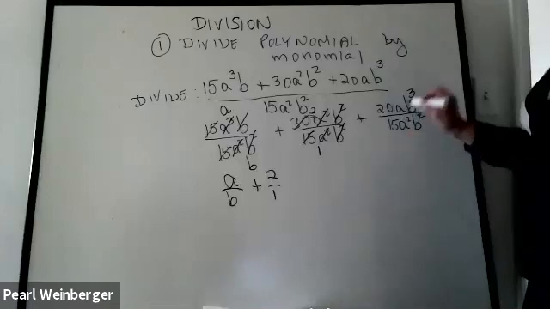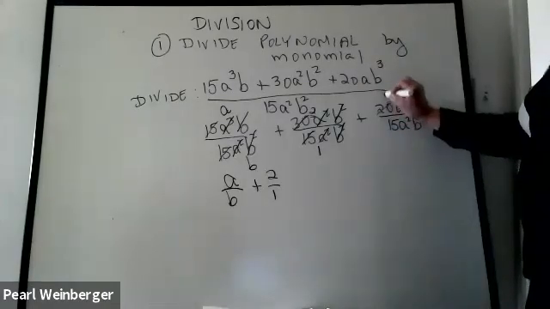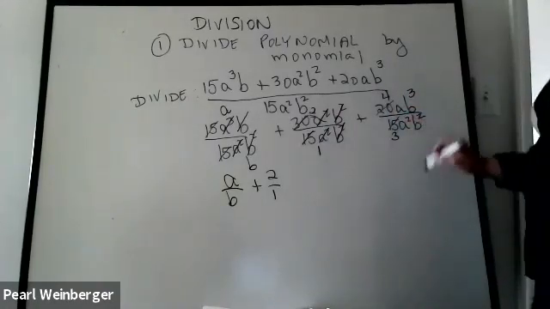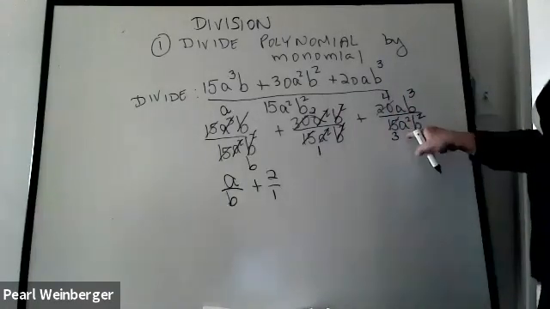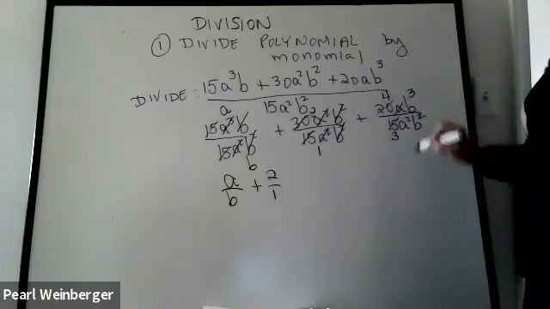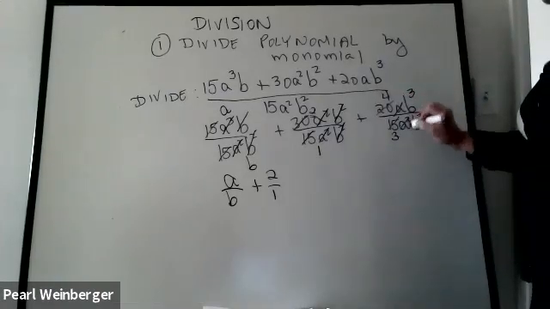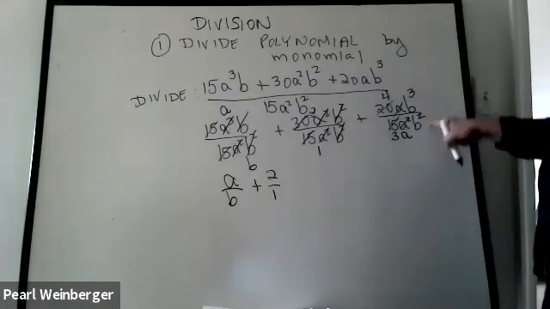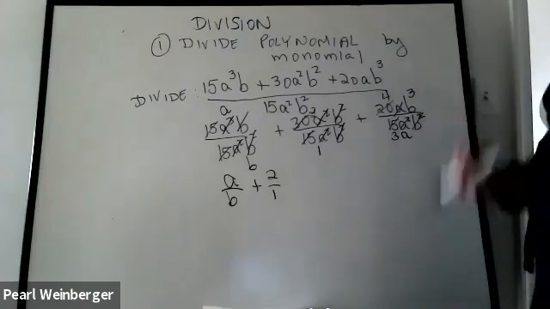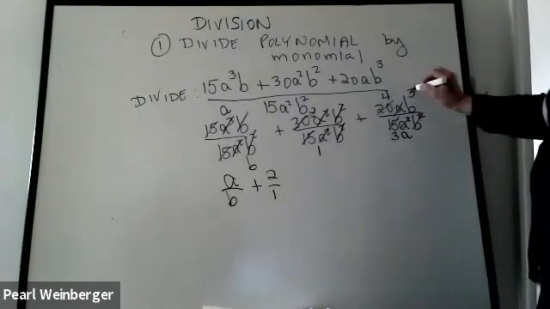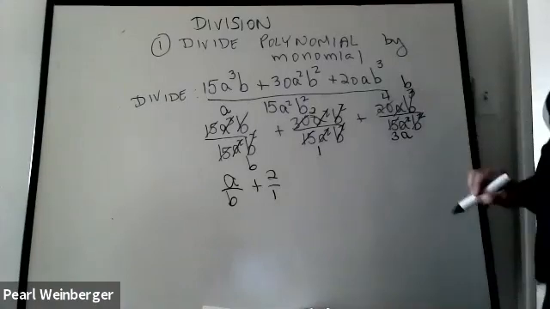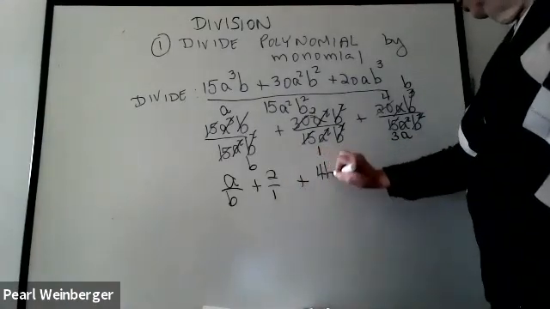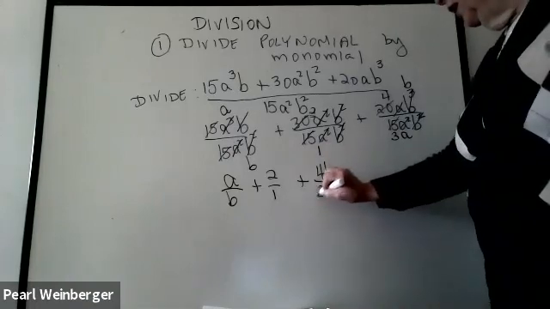Between 20 and 15, we can cancel out a 5. 20 divided by 5 is 4. 15 divided by 5 is 3. The a and the a squared, the lower one is the a. 2 minus 1 is 1, so I'm left with an a in the denominator. And the b cubed and the b squared, the lower one is the b squared. And 3 minus 2 is 1, so it's b to the 1, or b. So my last term comes out to be 4b in the numerator over 3a.